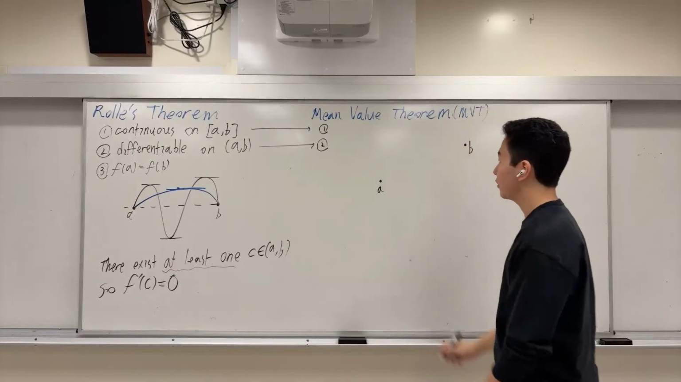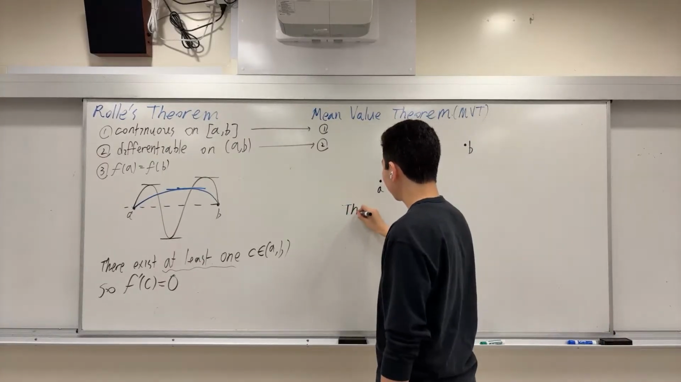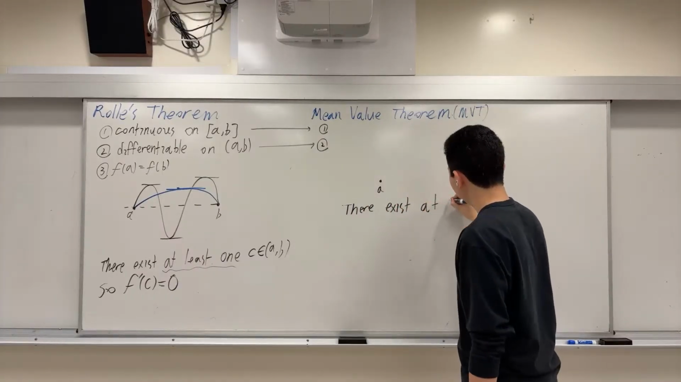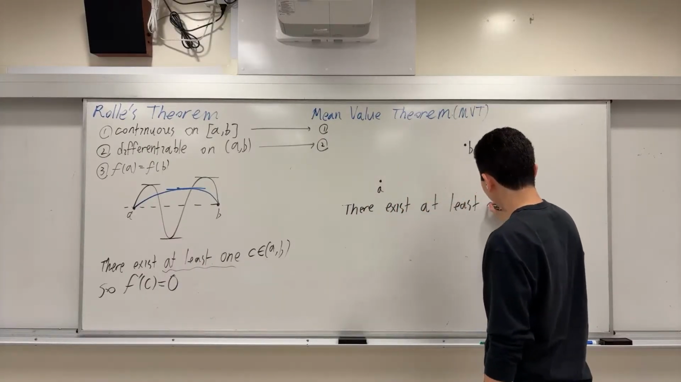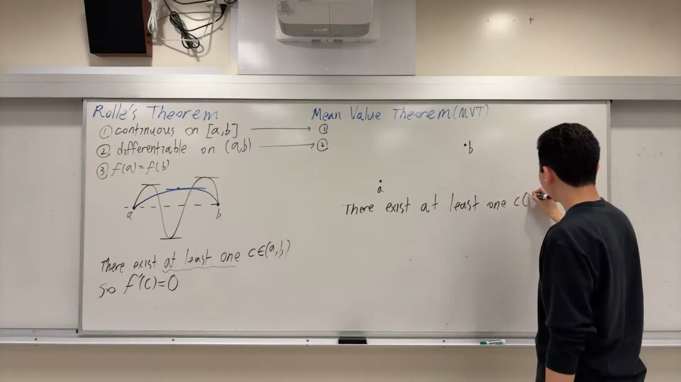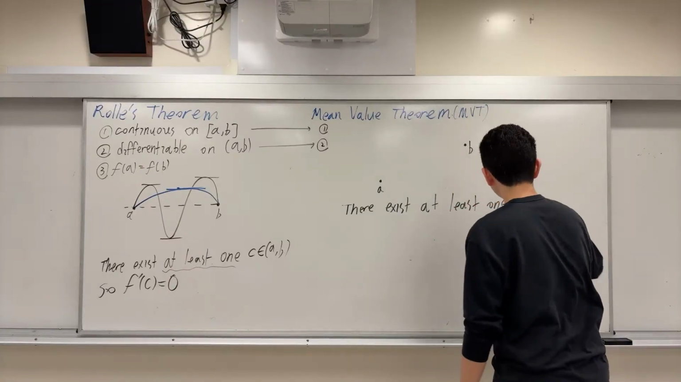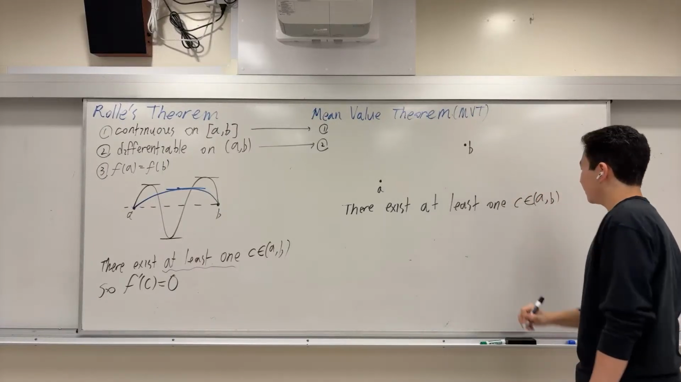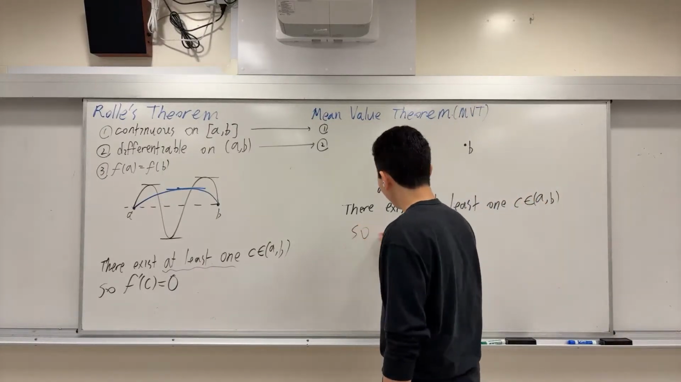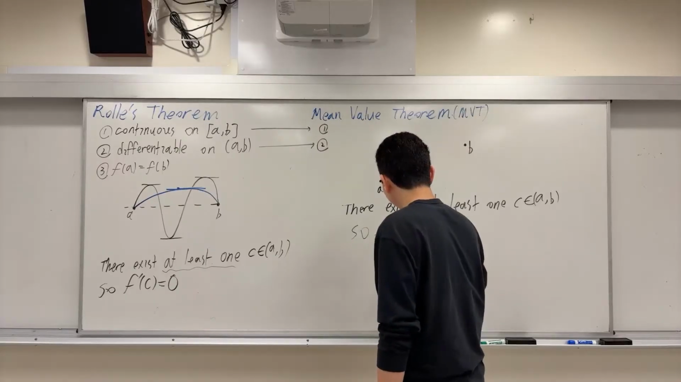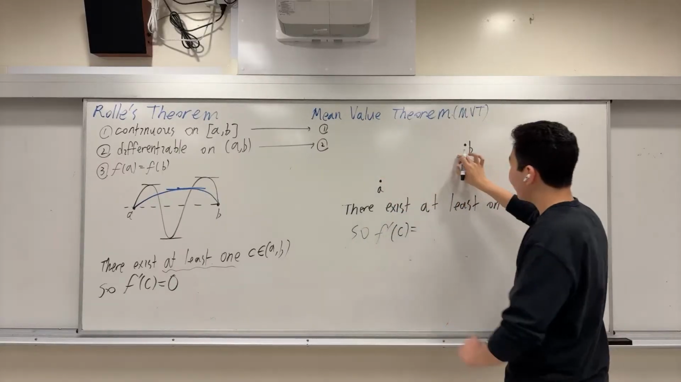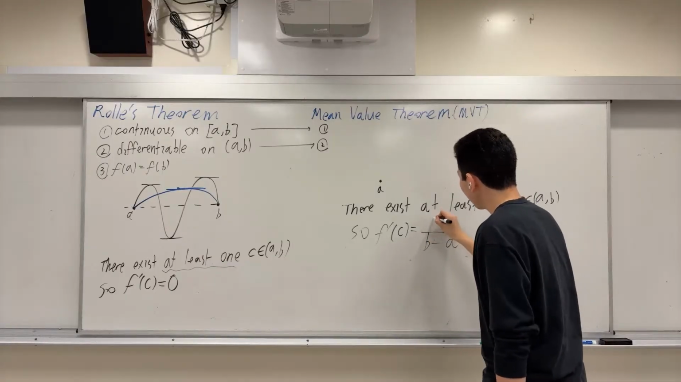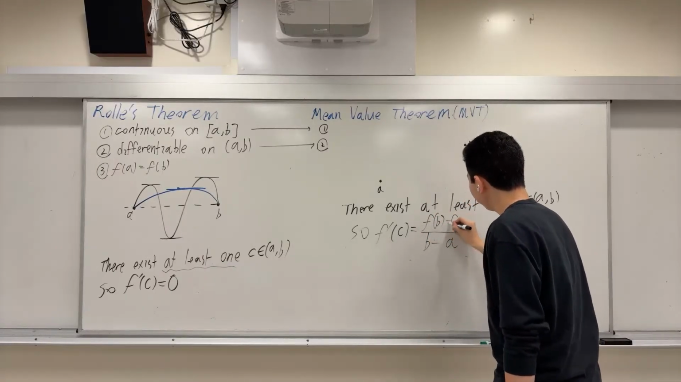And what the mean value theorem says is there exists at least one c which is between A and B. So we can say it's in the open interval A, B, so that f prime of c equals the average rate of change between A and B. So that's f of B minus f of A over B minus A.